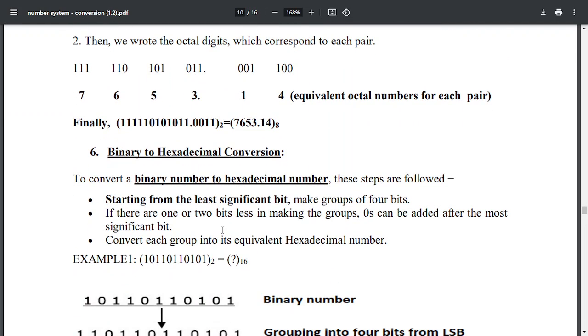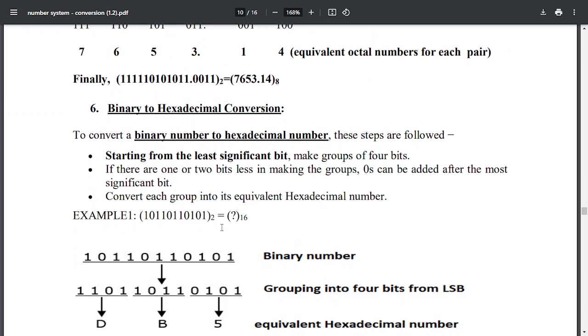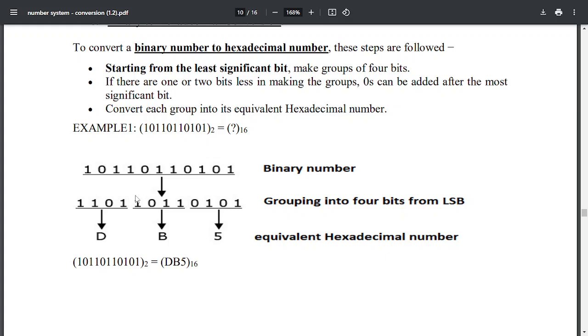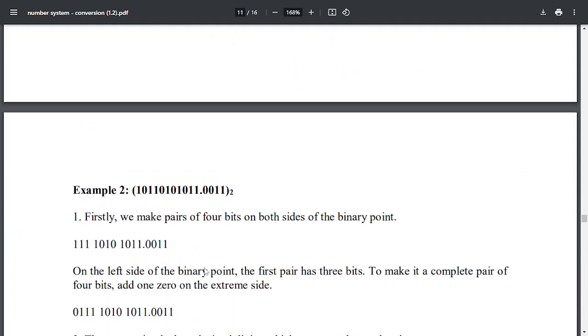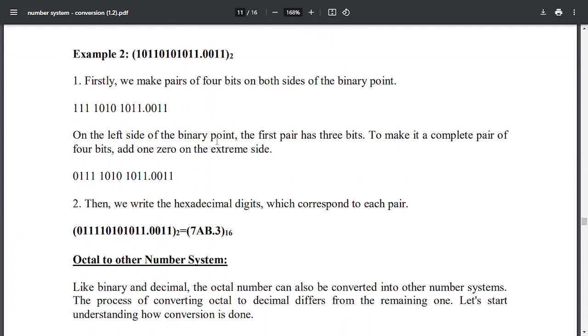Now coming to binary to hexadecimal number system. Binary to hexadecimal is 2 power 1 converted to 2 power 4. That is, 4 bits in binary represent one digit in hexadecimal. Now group the given binary into 4 bits. When you group it into 4 bits, you are going to get DB5 to the base 16. Similarly, do the same for the point values.